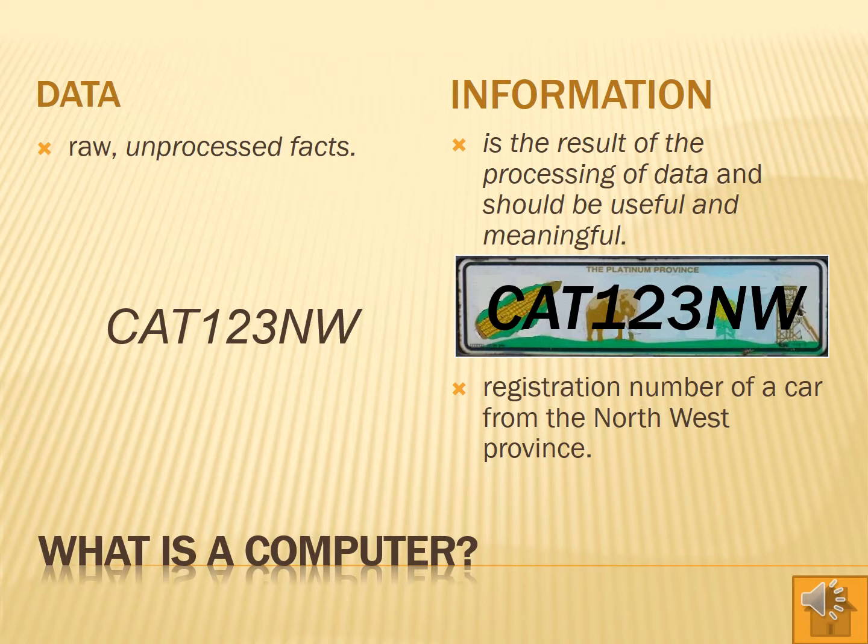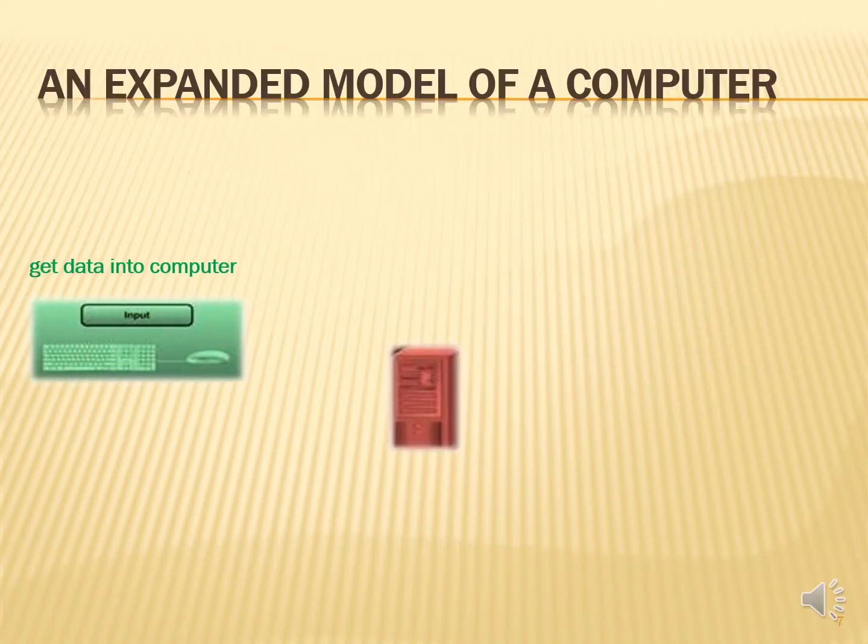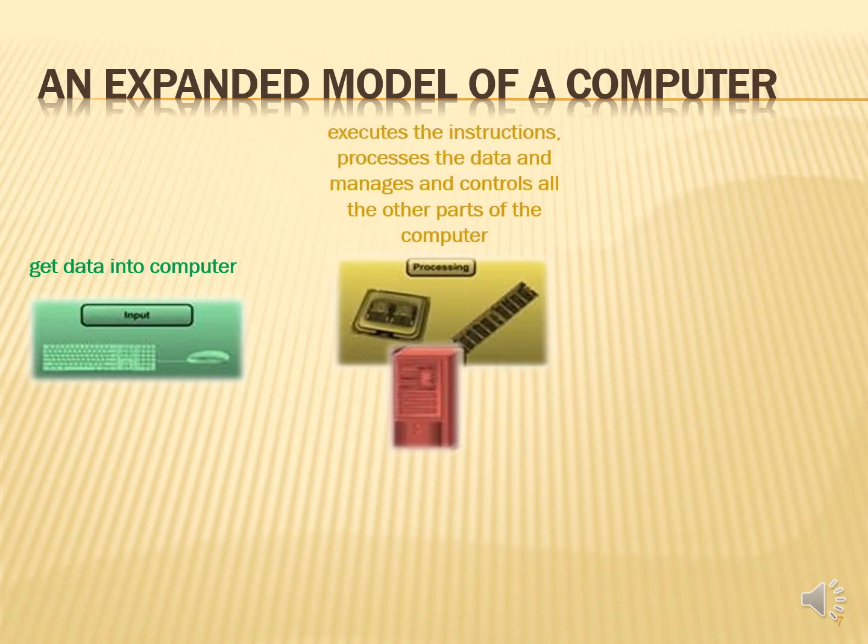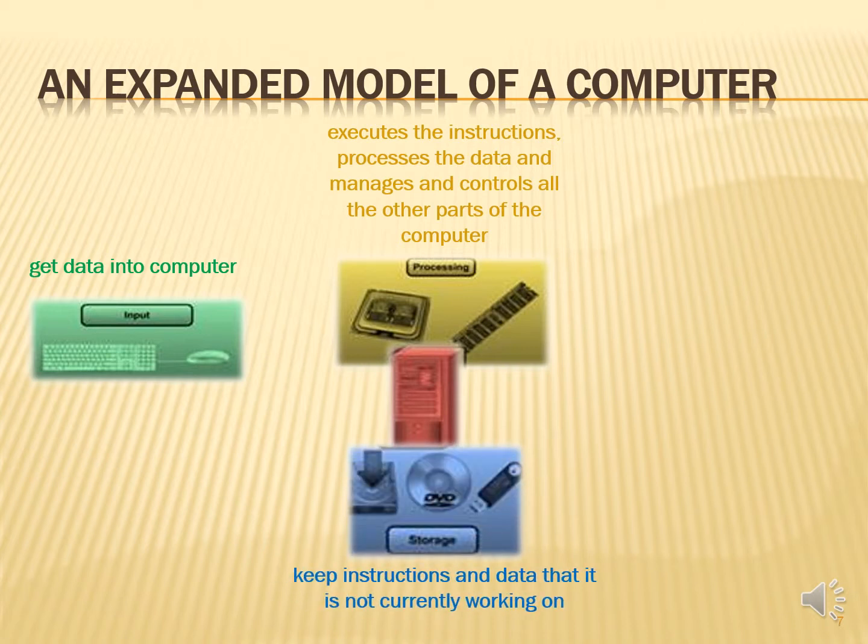So, what is a computer? A computer is something that we get data into via the input part of the process. We then execute the instructions, process the data, and manage and control all the other parts of the computer. This is done inside the computer in a thing called the CPU, which is a central processing unit, otherwise known as the computer chip. That is where the processing takes place inside a computer.